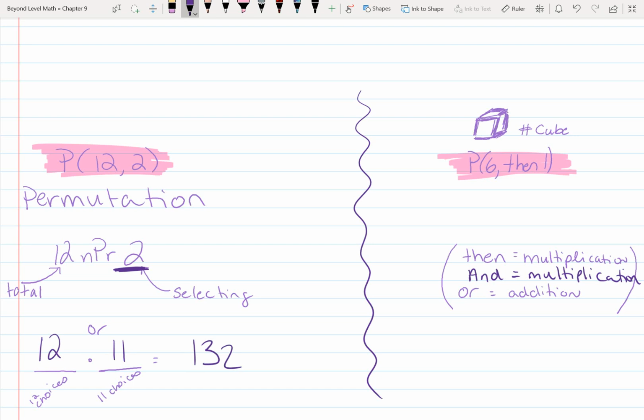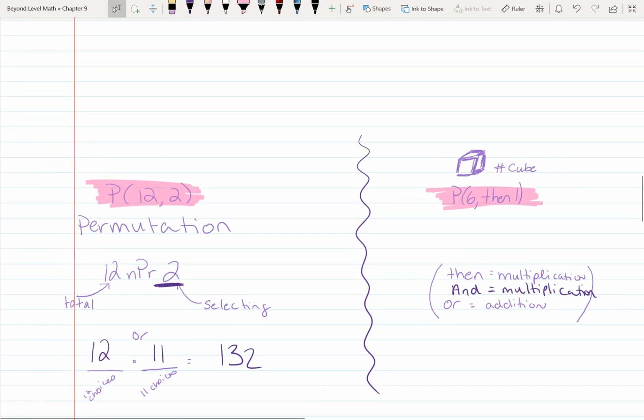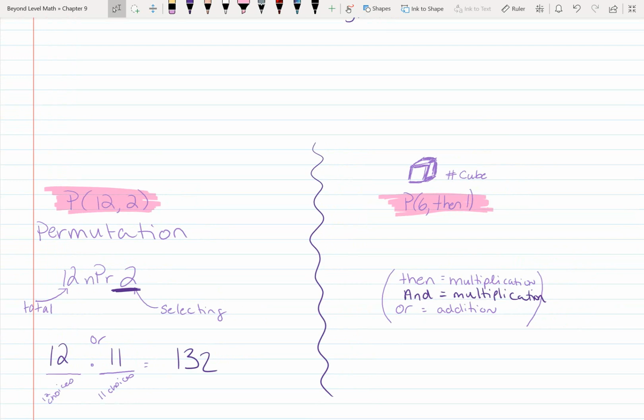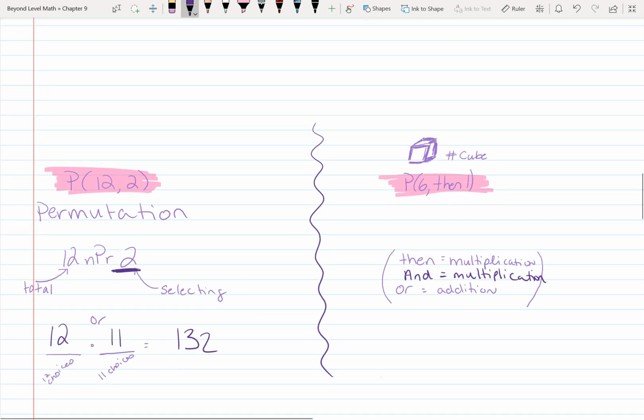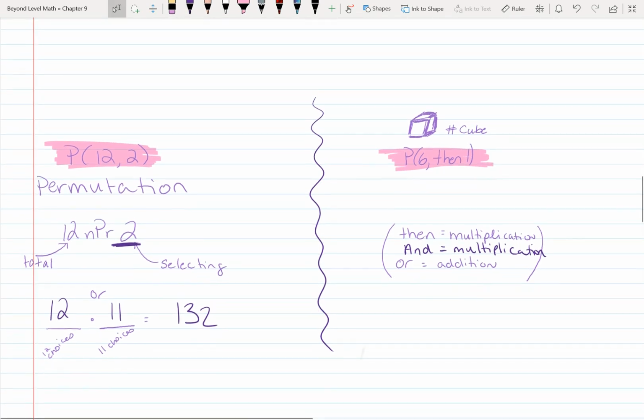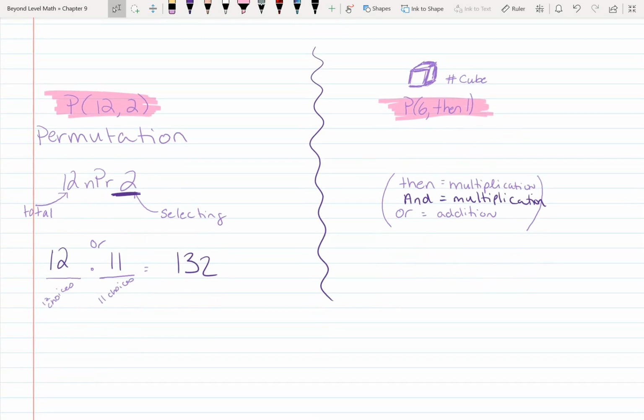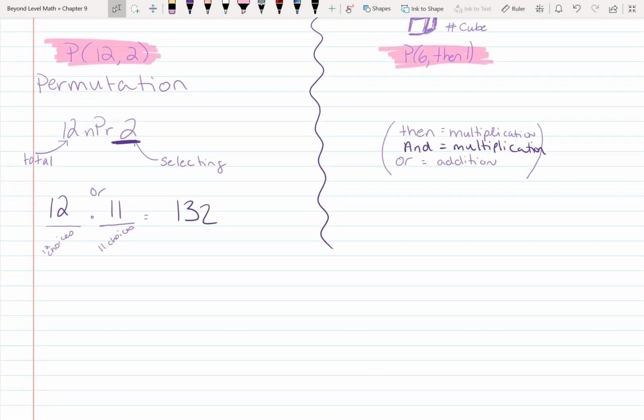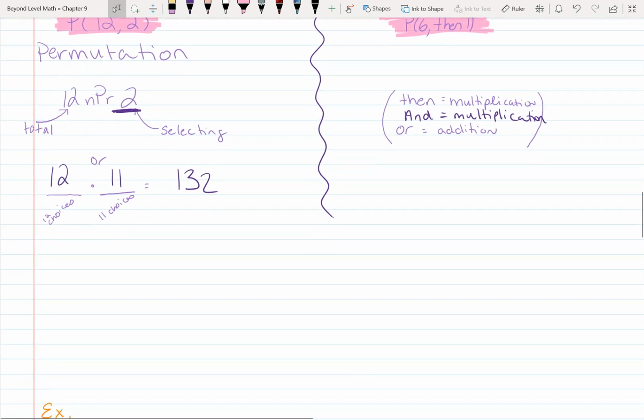But if you used your calculator, you would see P 12, 2. So I'm going to do 12, then the permutation nPr, 2, and you will get 132 as well. The thing that I want you to focus on here is the distinction between permutation and probability. Probability, you'll see the word in between the numbers. Permutation, you will not. Also, follow the directions. If it says find the probability, then you're probably working with probability. If it says complete the following permutations, you're doing permutations.